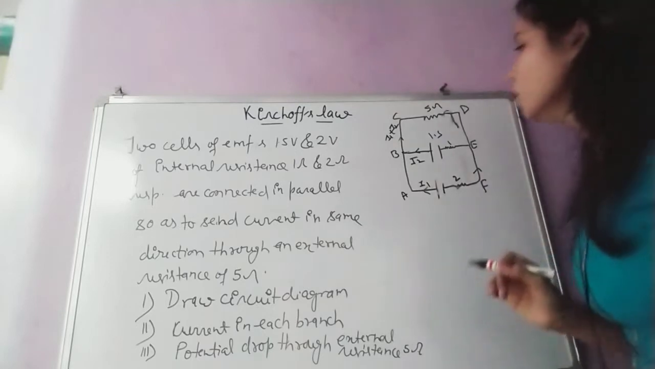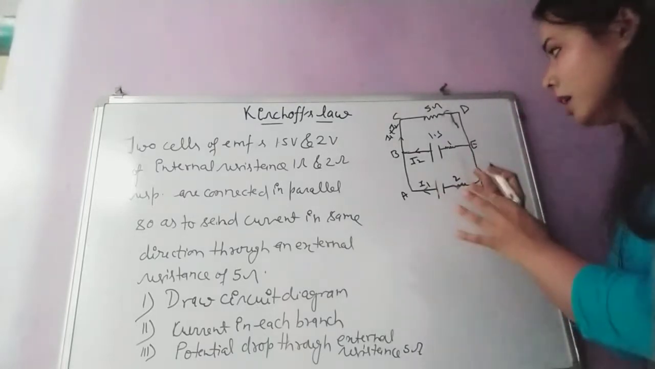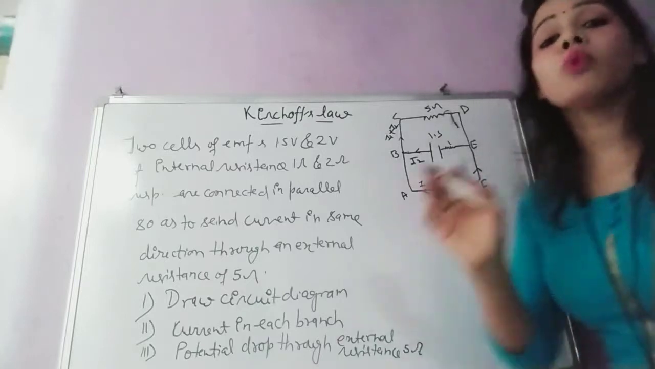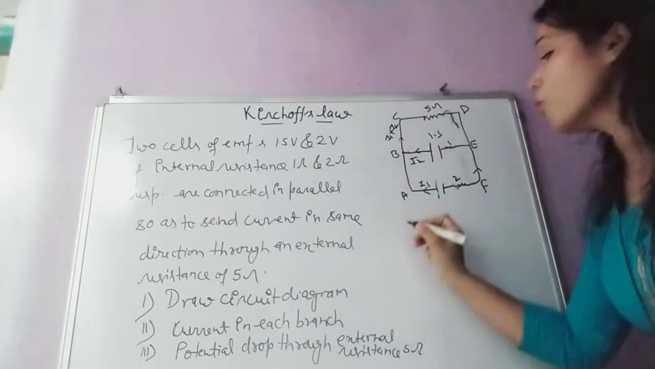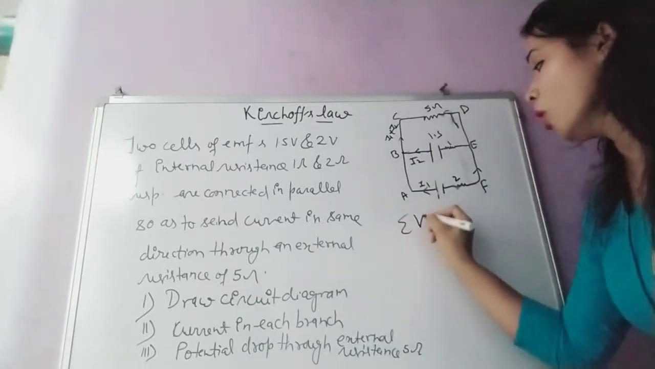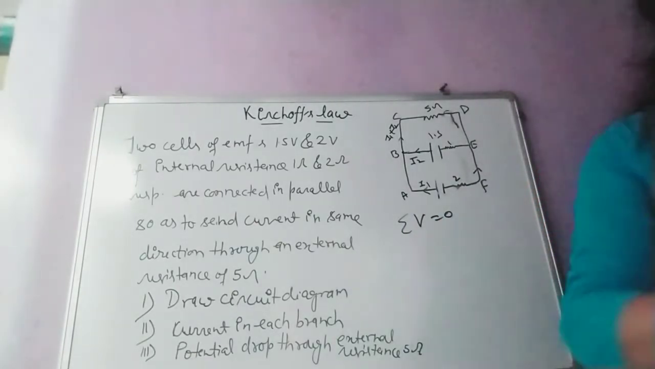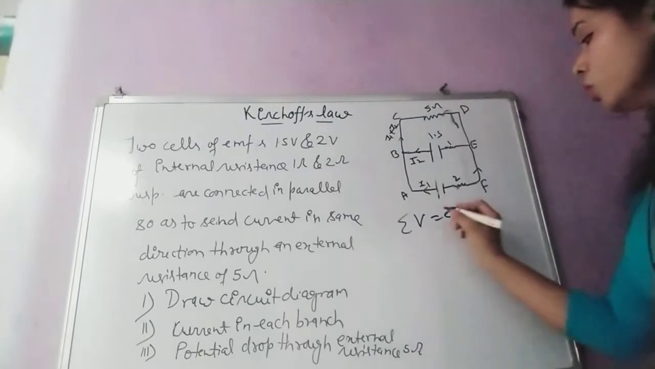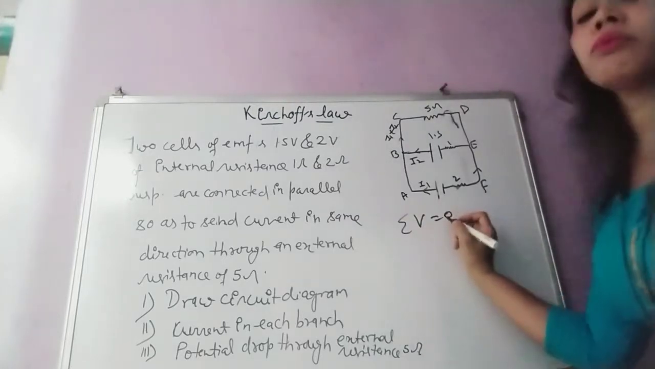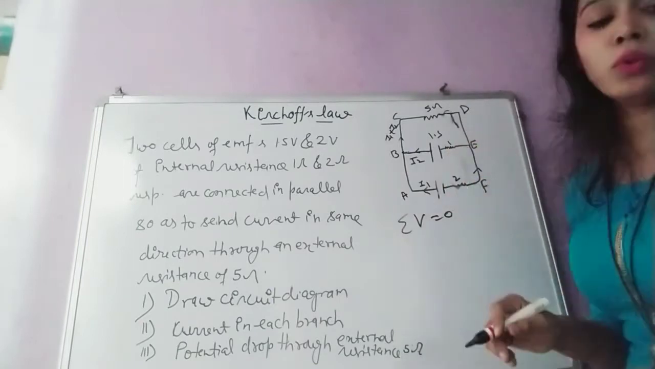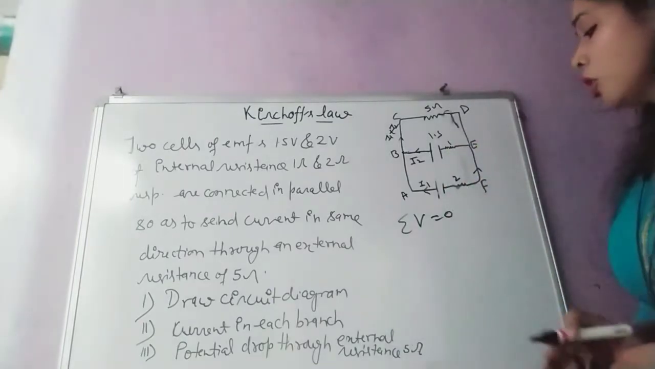Now one more thing, now I will take a path. First law is already over. Now we will use the second law. What does it say? It says for a closed loop the sum of all potentials equals 0. So the summation of V equals 0. Now I will take some closed loop and apply this law.